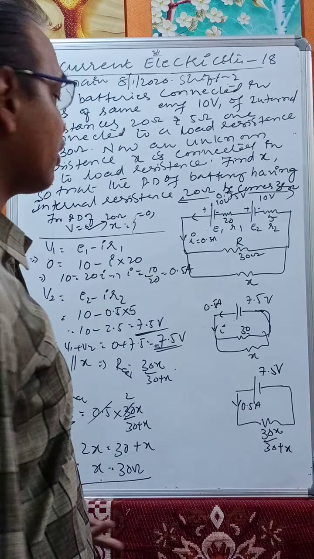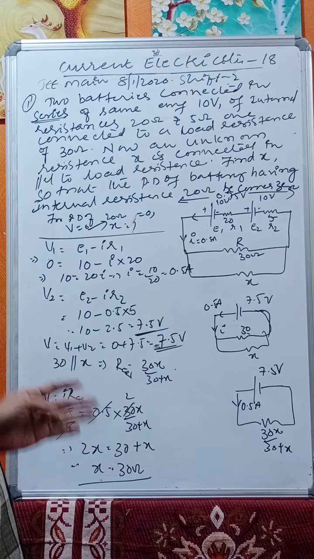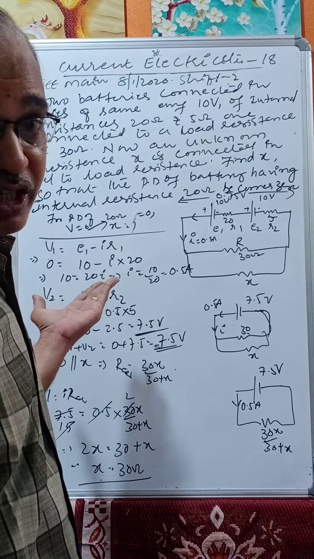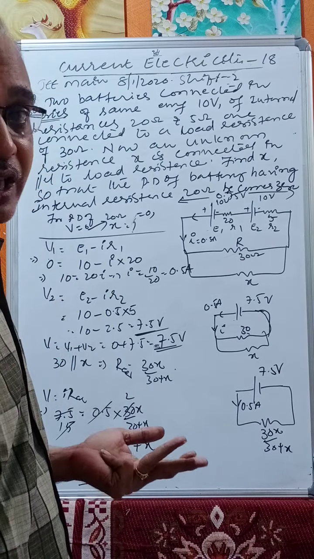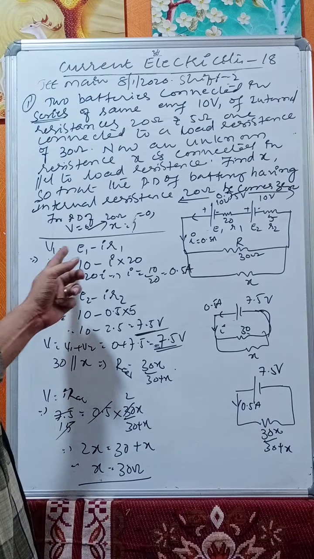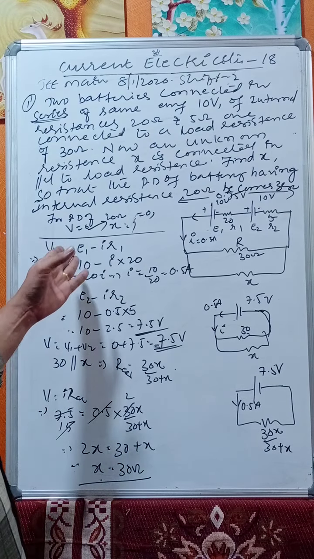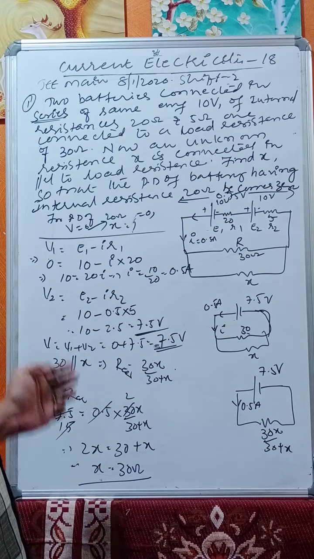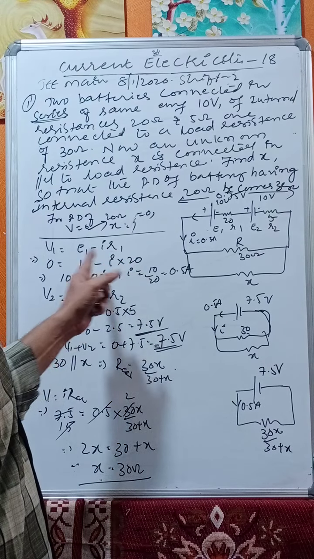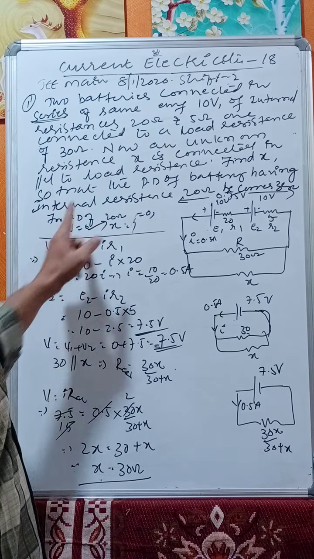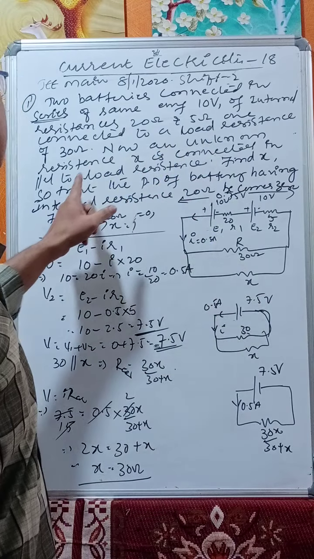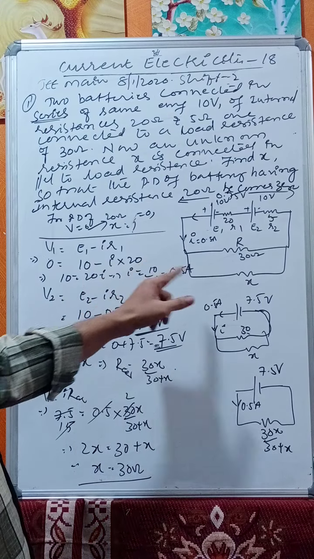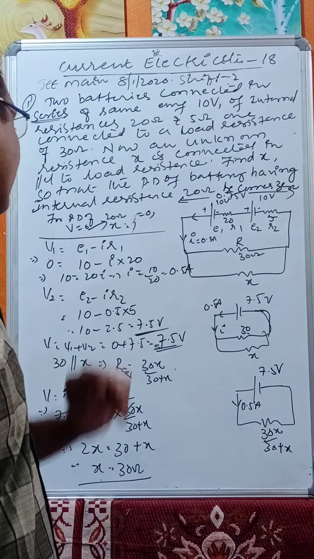Therefore, what is V1? We know that V is equal to E1 minus IR1. V1 is called the terminal potential or terminal voltage and IR1 is called the lost voltage. I told you these things in the previous classes. What is terminal potential? What is lost voltage? We discussed this. Therefore V1 is equal to E1 minus IR1. This is the available EMF. Given R1 is equal to 20, V1 should be equal to 0. Therefore 0 is equal to 10 minus I into 20. Therefore, we get I is equal to 0.5 amps.